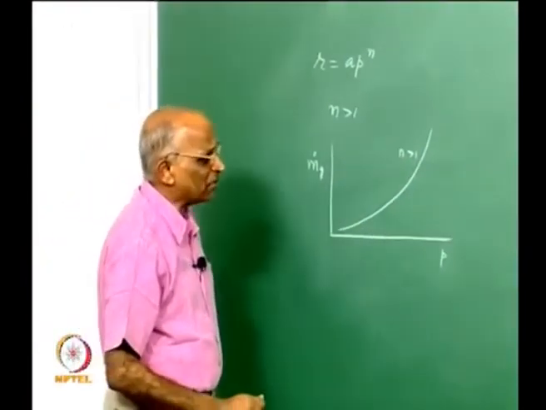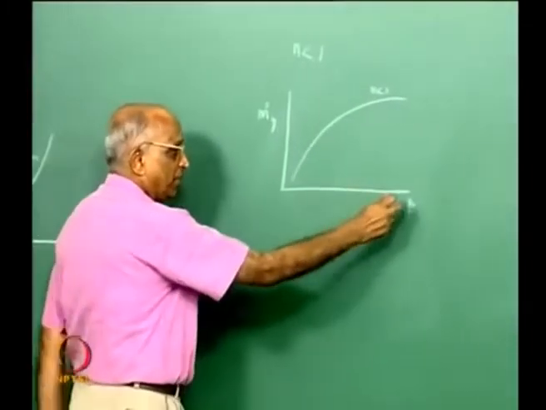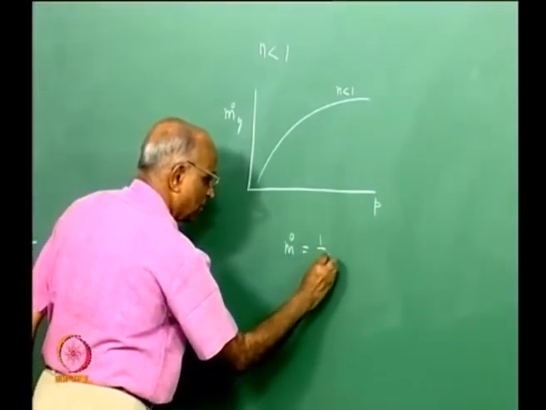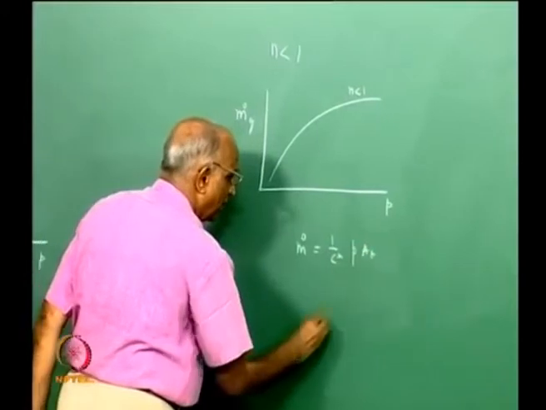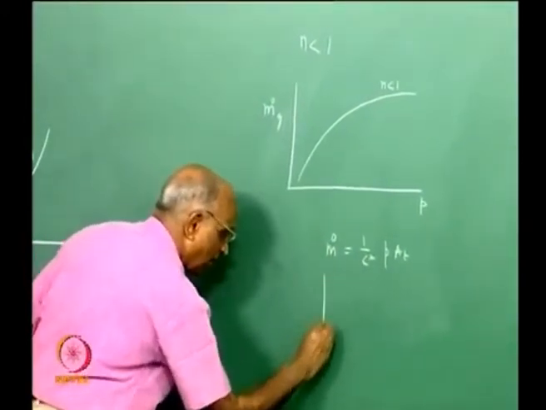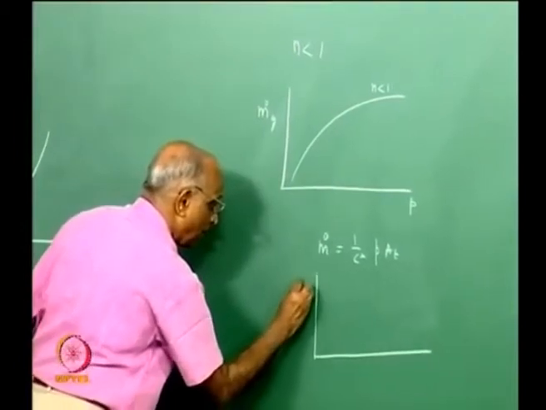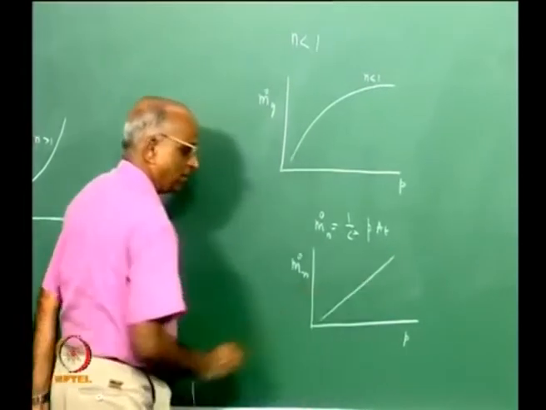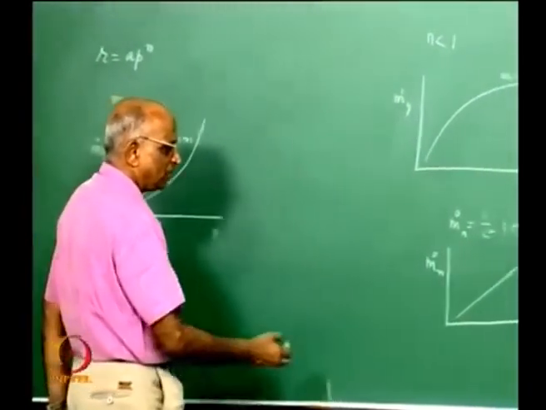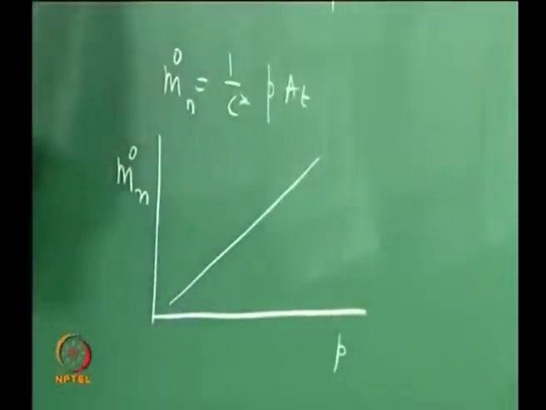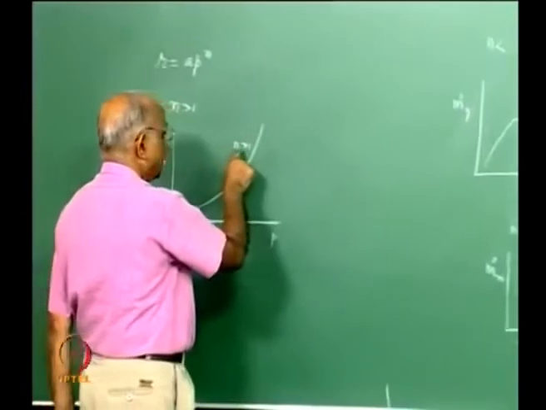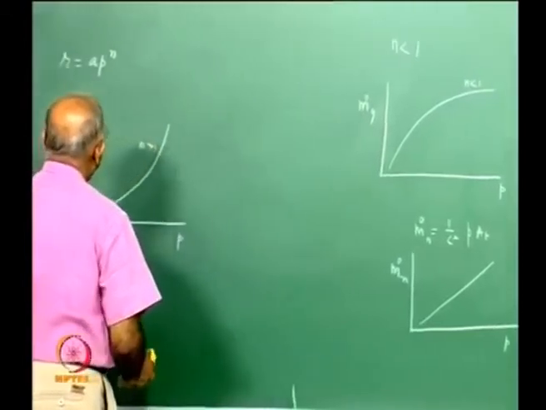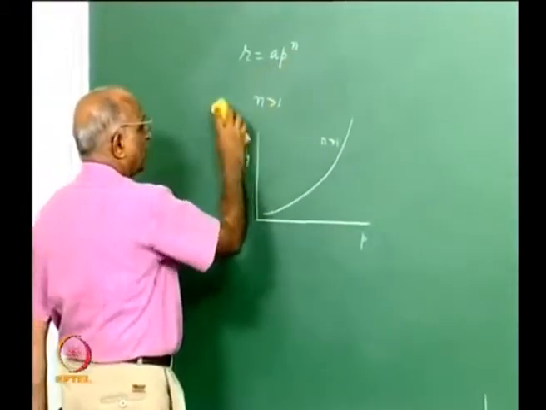How does the mass flow rate which leaves the nozzle change with pressure? We have been writing this on and off: m dot is equal to 1 over C star into P into At. The mass flow rate through the nozzle, m dot n, with respect to pressure will increase as a straight line. Therefore, let us plot the mass which leaves the nozzle and the mass generation rate for n greater than 1 and n less than 1, and see whether we can draw some conclusions on the type of exponent n which we require.